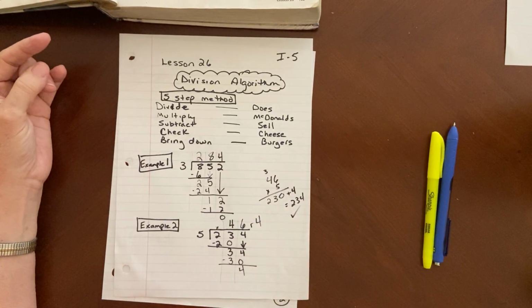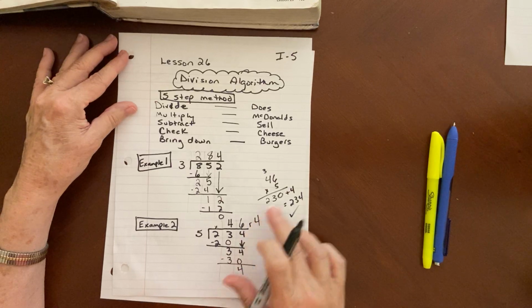So check, I got that one right. So if you have a remainder, you just add it on in the end.